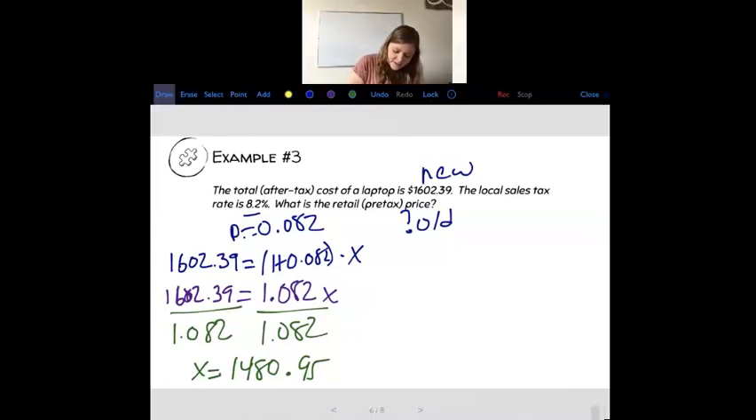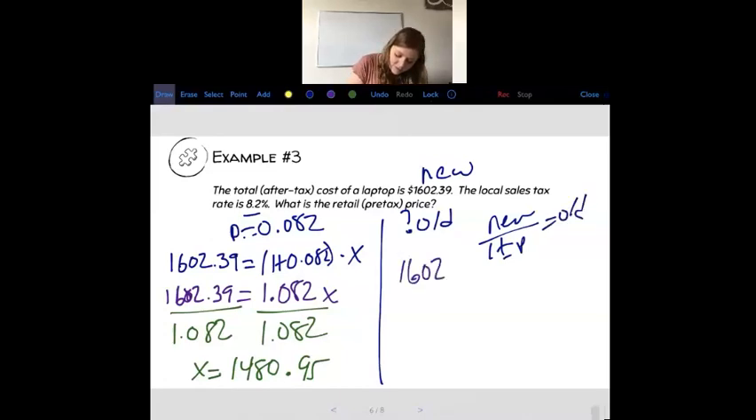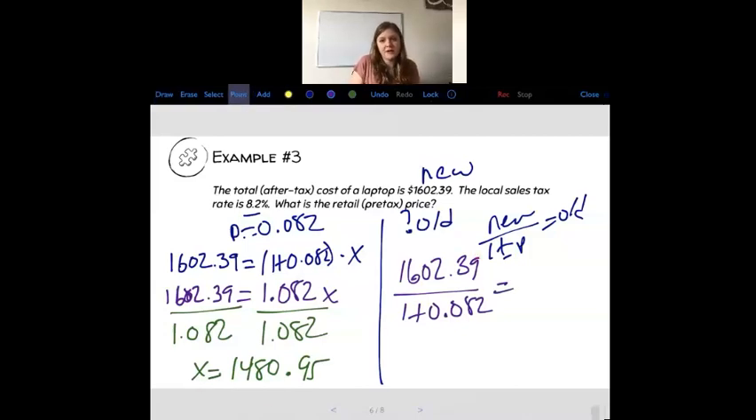Another way to do this is using some type of accounting formula where you have your new over 1 plus or minus p equals the old. So in this case we would take the new, divide it by 1 plus the percent as a decimal, and that would give us the value we're looking for. Notice we end up at the same spot, but this is just a different way to go about it, or a different way of thinking about it. Okay, and you would still get $1,480.95.